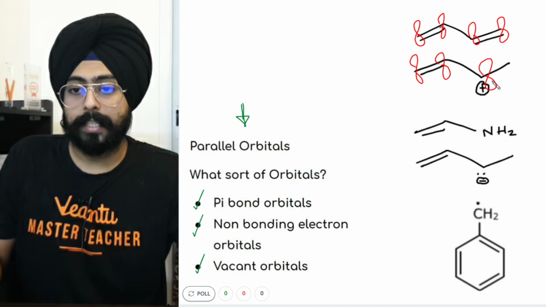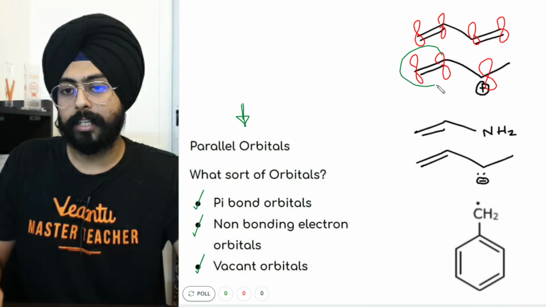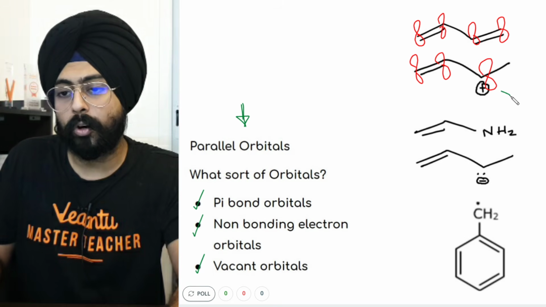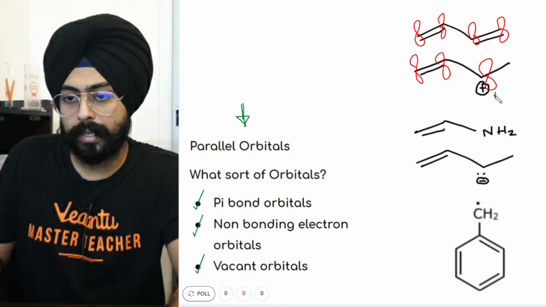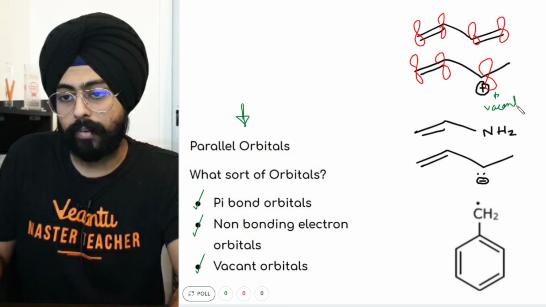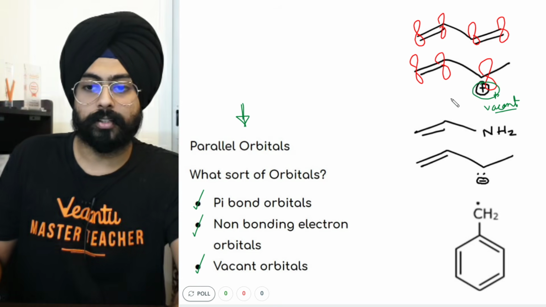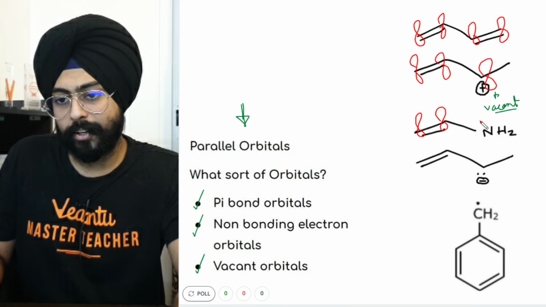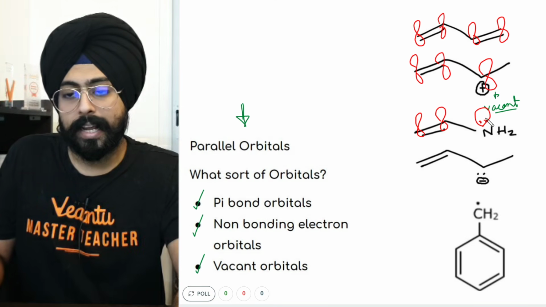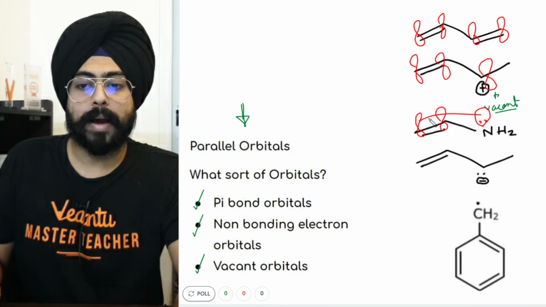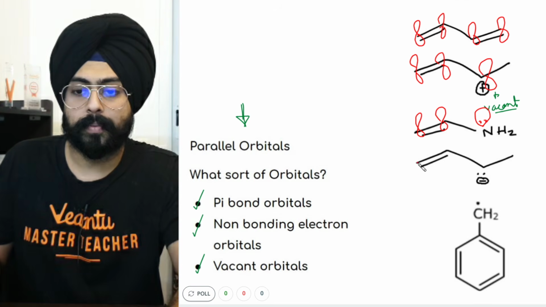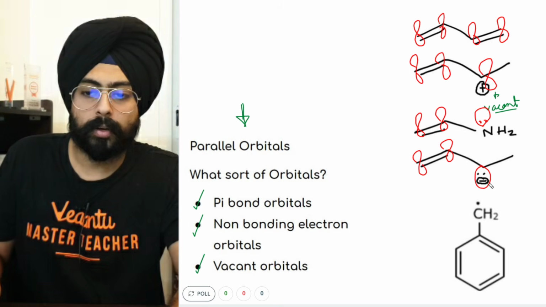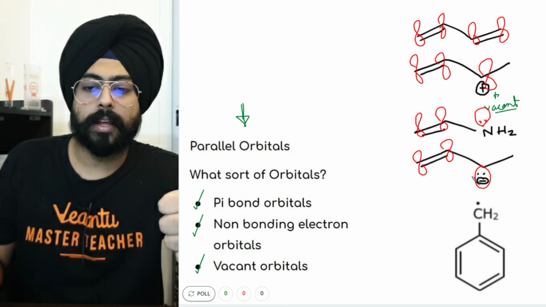Similarly over here, there are 3 orbitals that are parallel to each other. These 2 are p orbitals that have these 2 electrons, and then you have a vacant p orbital. I'll write over here, vacant. Why is it vacant? Because it has a positive charge. Then you have p orbitals, and then you have this nitrogen's orbital in which there is this lone pair, parallel resonance. This one as well. You have this orbital parallel to the p orbitals, which has the negative charge, resonance.